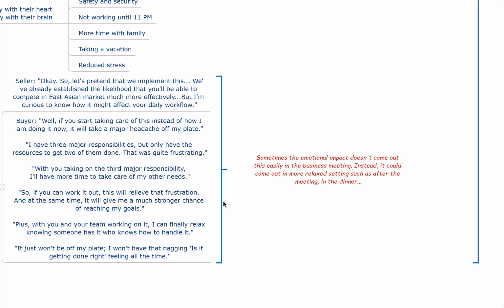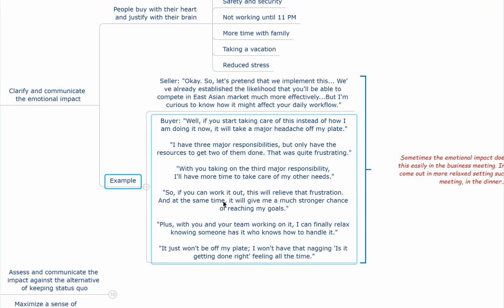Sometimes, the emotional impact doesn't come out this easily in a business setting. Instead, it could come out in a more relaxed setting, such as after the meeting at dinner.